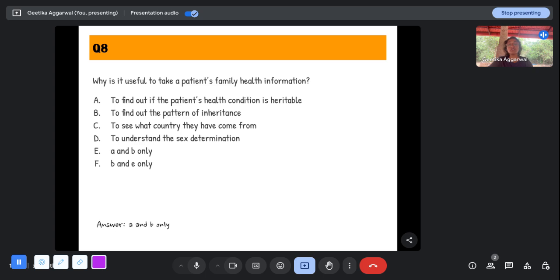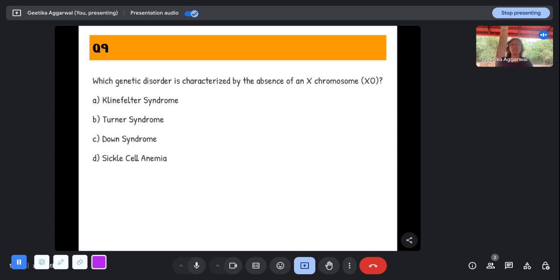Yeah. So the correct answer to this question is again A and B only, to find out if the patient's health condition is heritable and to find out what is the pattern of inheritance of this disease that they might be having. So, which genetic disorder is characterized by the absence of an X chromosome?